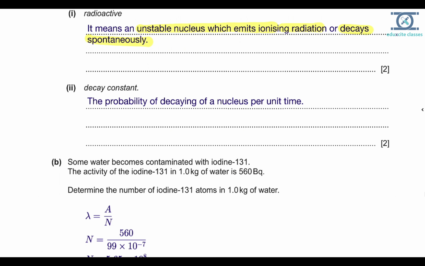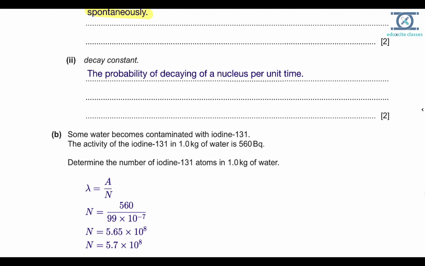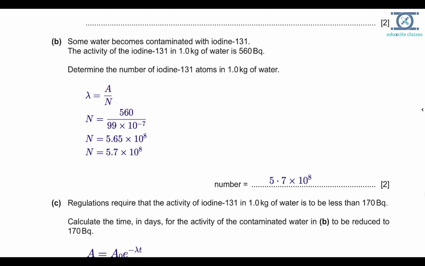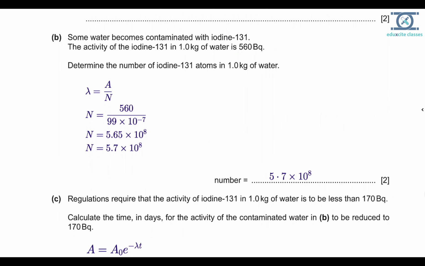Next is your decay constant. The probability of decaying of a nucleus per unit time is known as the decay constant, and this varies from nucleus to nucleus. Now in the B part, some water becomes contaminated with iodine. The activity of the iodine in 1 kg of water is 560 becquerel. That is the unit of activity. Determine the number of iodine atoms in 1 kg of water.